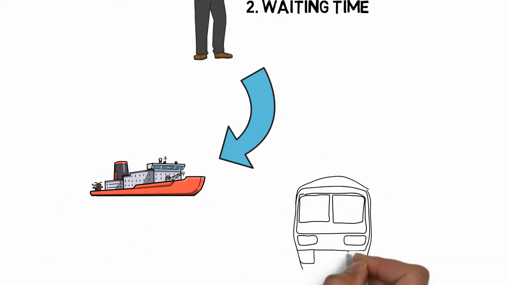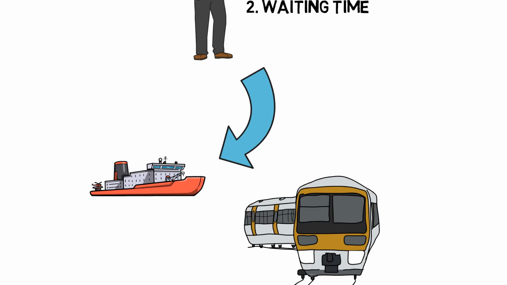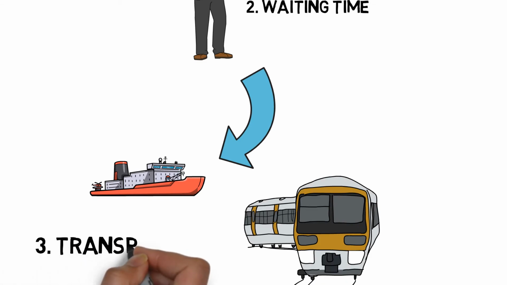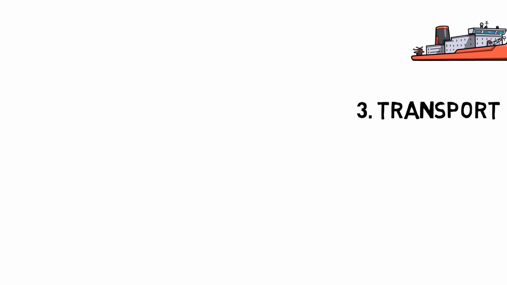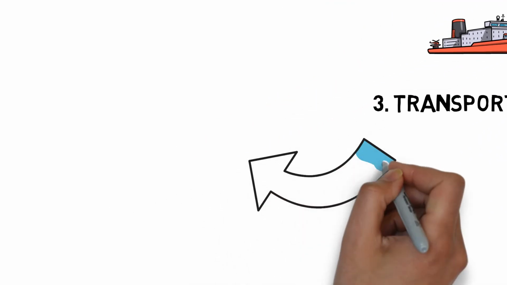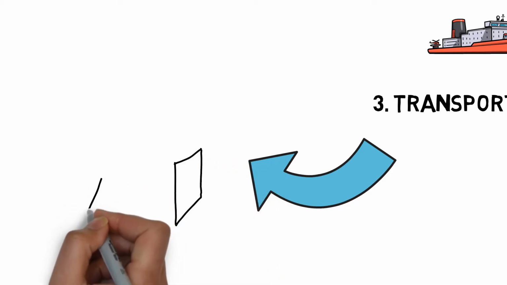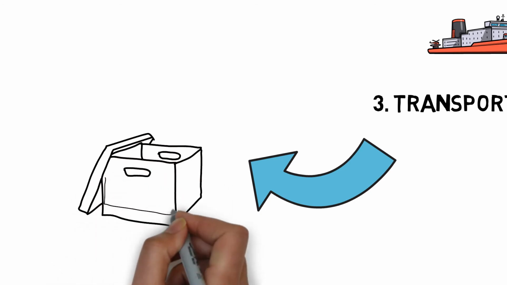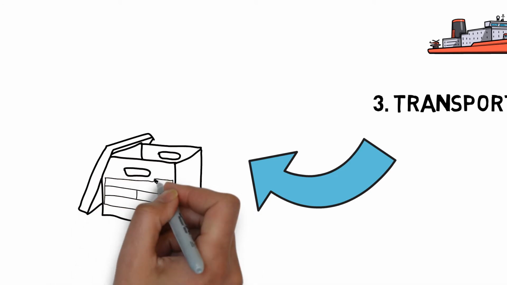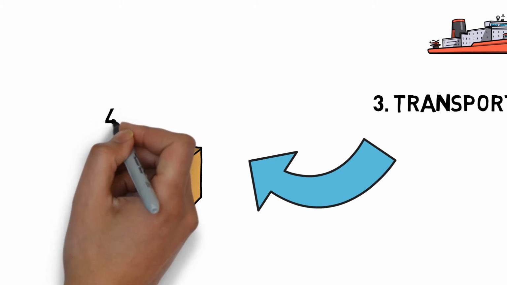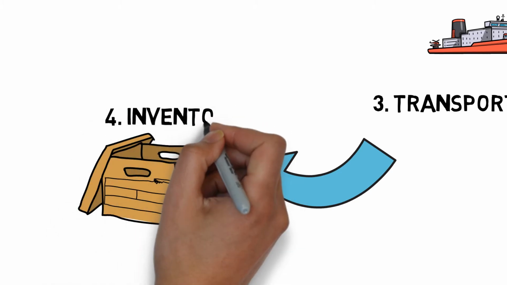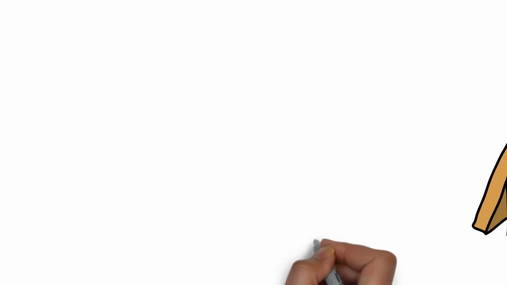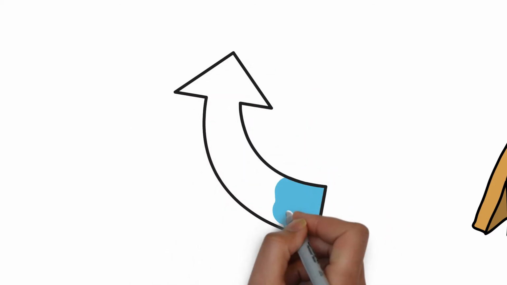Number 3, transport. Transport by ship, by train, any type of transport has to be kept as minimal as possible. I know it's not always possible to get rid of all transport, but it needs to be kept to a minimum. Alright, number 4, inventory. Anything that we have in storage, which is just sitting there and waiting, is a waste. So ideally, our inventory is as small as possible and our materials are just arriving when we need them.